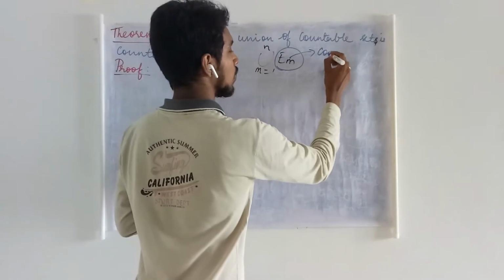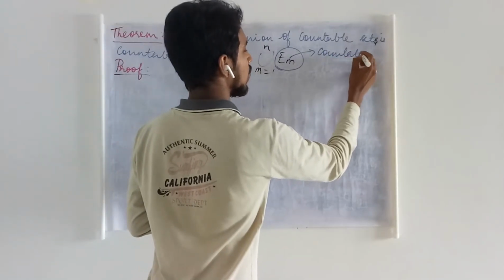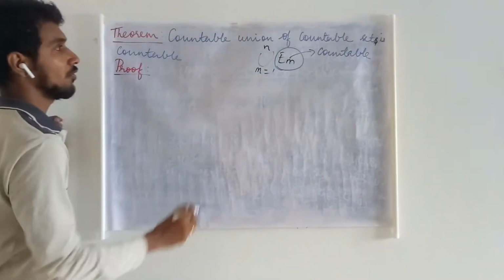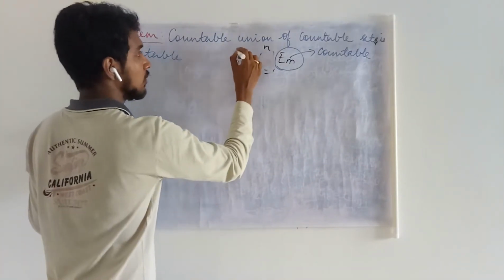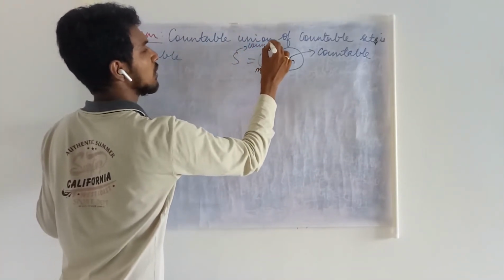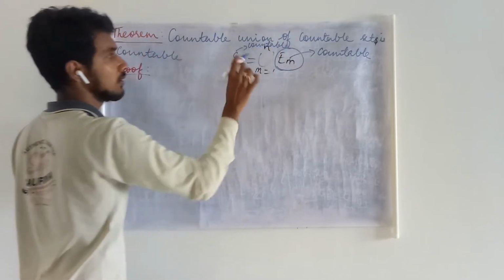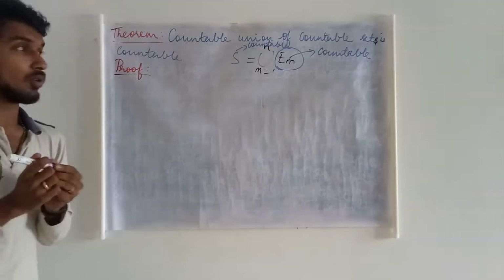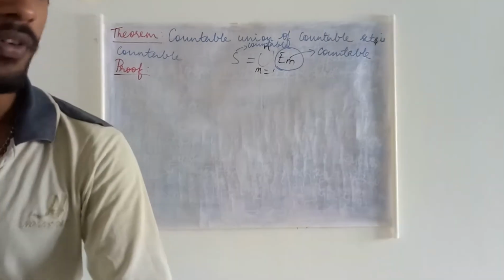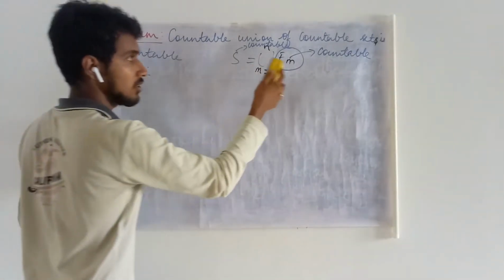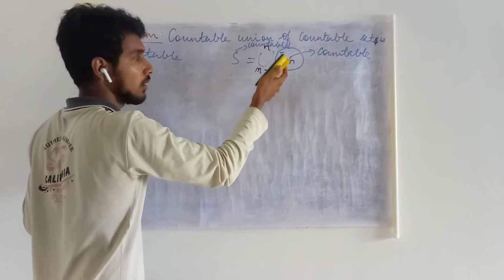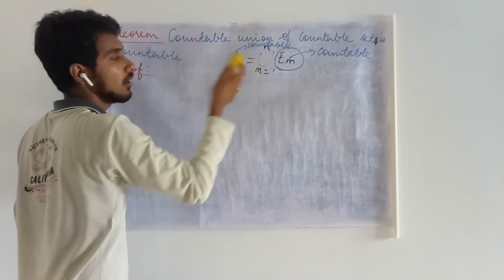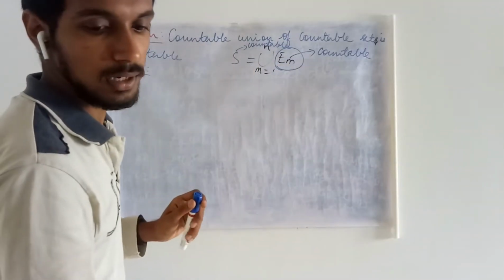going to be countable. And finally, what we have to prove is that this union is also countable. This is what we need to prove in this theorem. So we are going to take a collection of countable sets and make the countable union, and the countable union is also countable. This is what we need to prove.